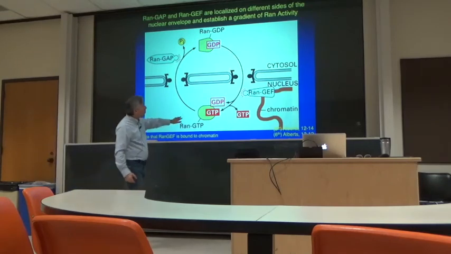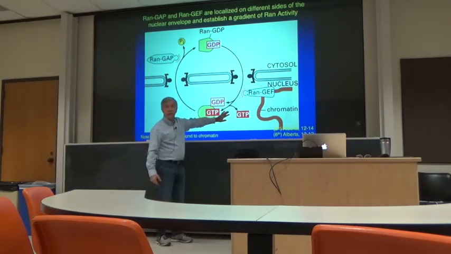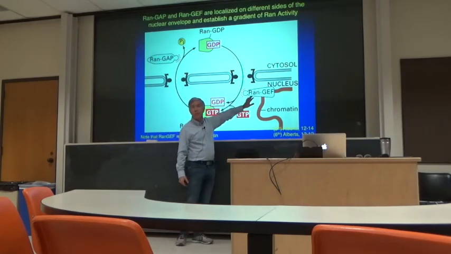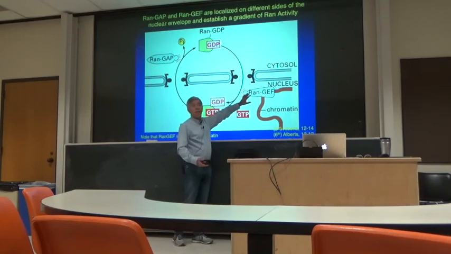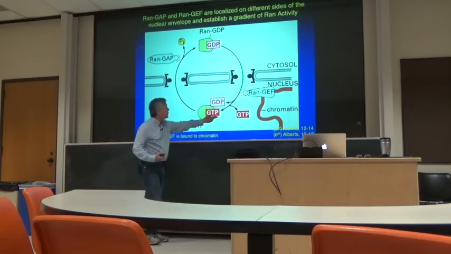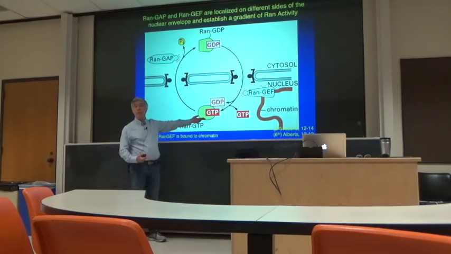If RAN is inside the nucleus, it will be able to bump into RAN-GEF. And the effect of that is that GEF will tell it, grab a new GTP. So it will grab a new GTP, and will be in the GTP-bound state. Now it can do something. It can interact with something or someone. That something or someone will be crucial for this to work. And we'll go into that in a minute.